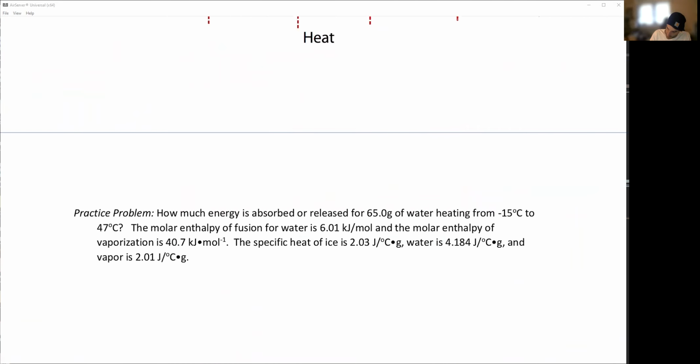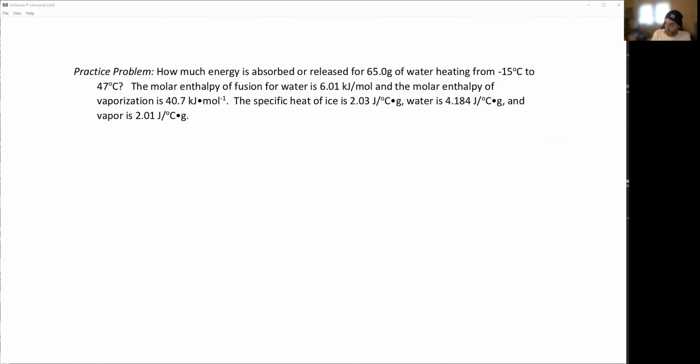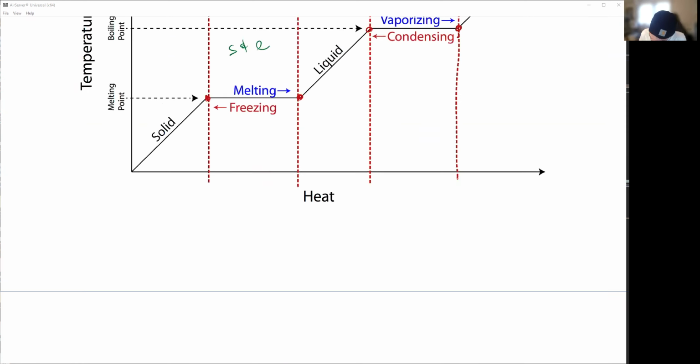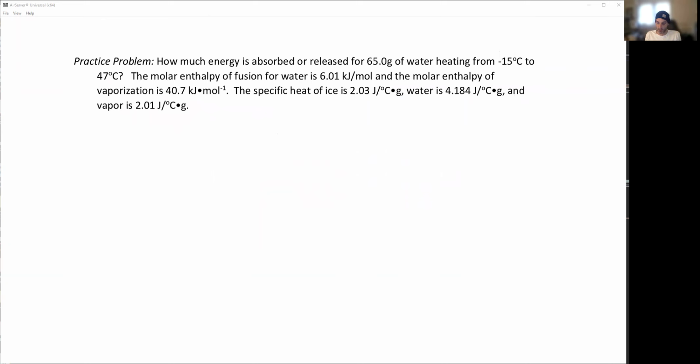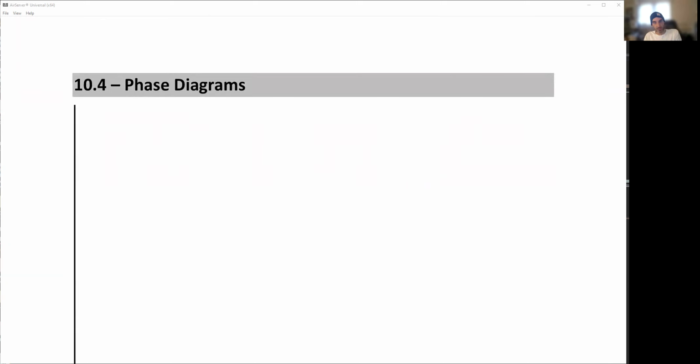So how much energy is absorbed for the release of 65 grams of water heating from -15 to 47? So we have a change in temperature. We're going from -15 to 47. Think about where that is: -15 to 0, 0 to 0, and 0 to 47 degrees. So there are 3 steps there ultimately to tell you what the energy is. We're going to calculate this together as well. And then we're going to move on to phase diagrams. I like phase diagrams. They're actually pretty nice.